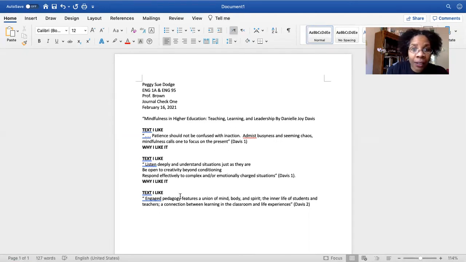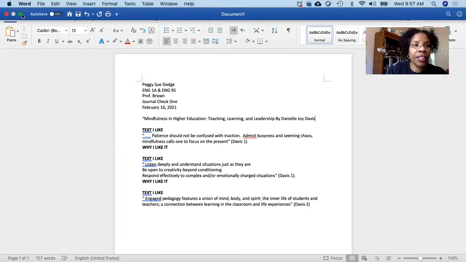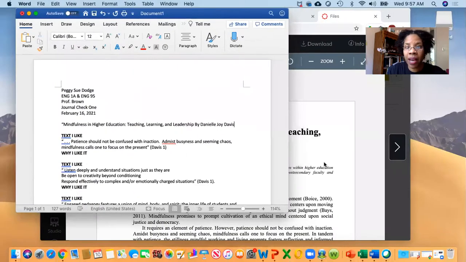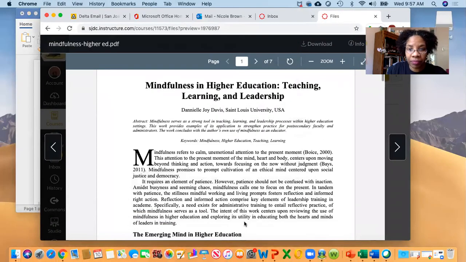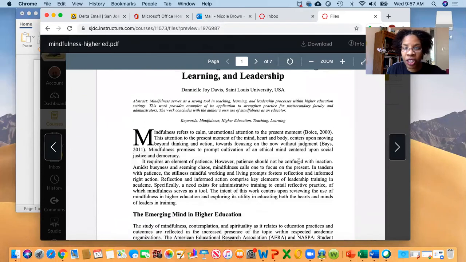All right, so now I'm going to grab text that I like, okay? So this is text that I like. So I'm gonna go up here for a second. I'm gonna put this down, go back here, and here is "patience should not be confused with inaction," right? So I'm highlighting that text, right?